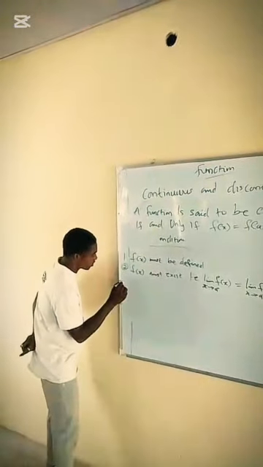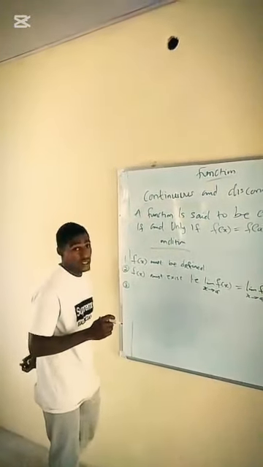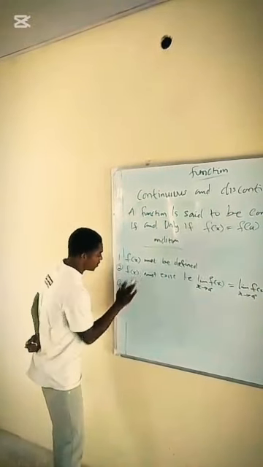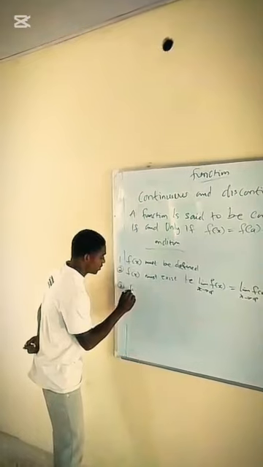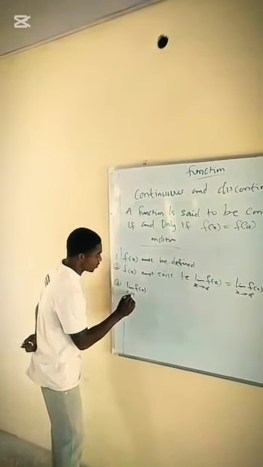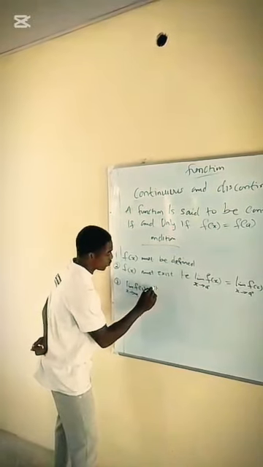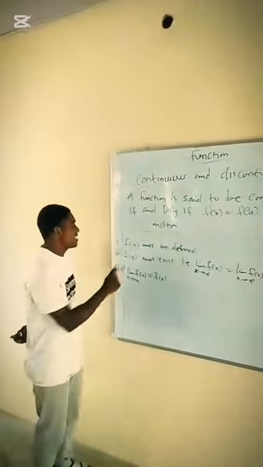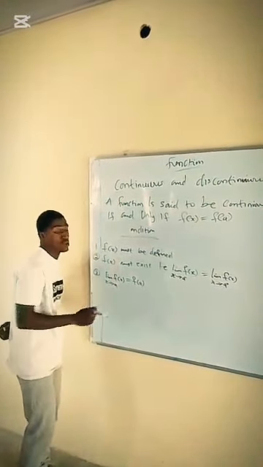So the third condition says, for a function to be continuous, the limit of f of x as x approaches a is equal to f of a. So for a function to be continuous, these three conditions must hold.